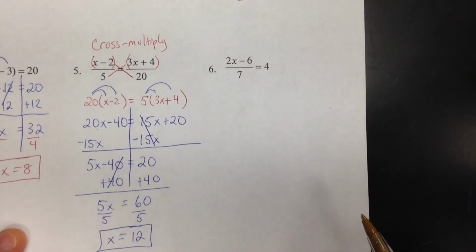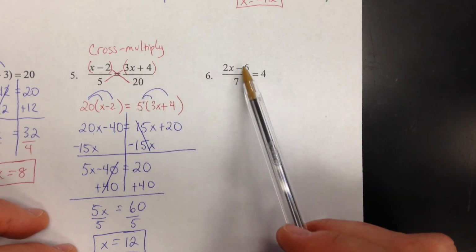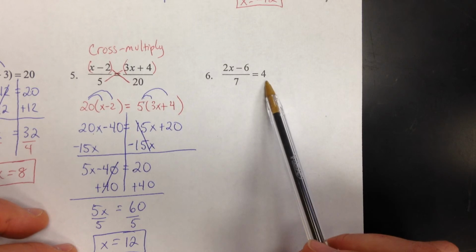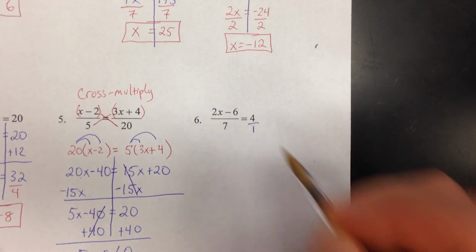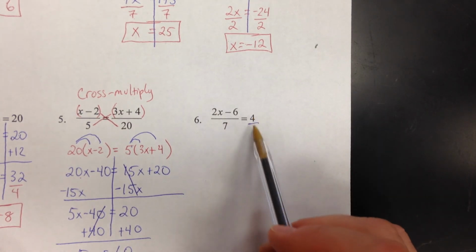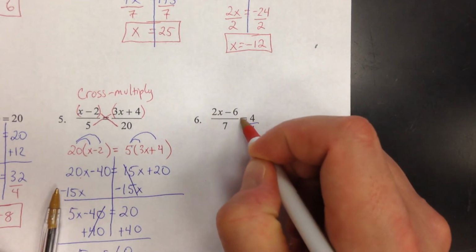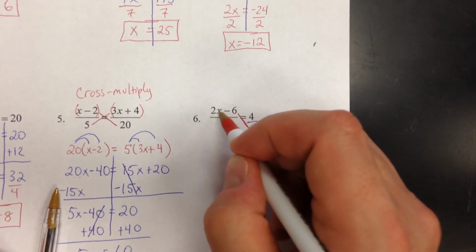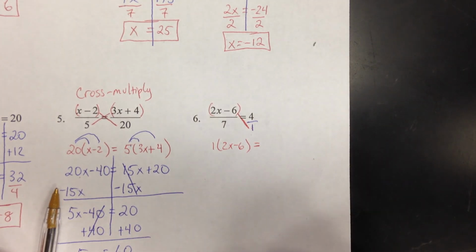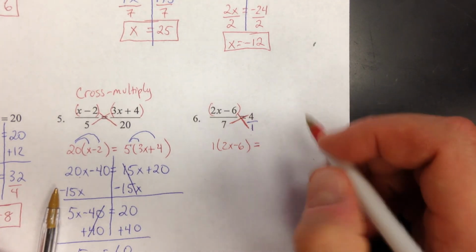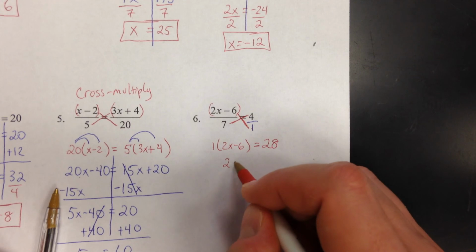All right, and the last one here on the front, number 6. This one looks a little different from number 5 because we have one fraction, but then you have this number 4. So what I'm going to do is turn this into a proportion. Let's just put that over 1. The number 4 is the same thing as 4 divided by 1. Now, by doing that, I have a proportion, so I can cross multiply. I can do 1 times 2x minus 6 equals 7 times 4, which is 28. Now, 1 times anything is just the same thing back.